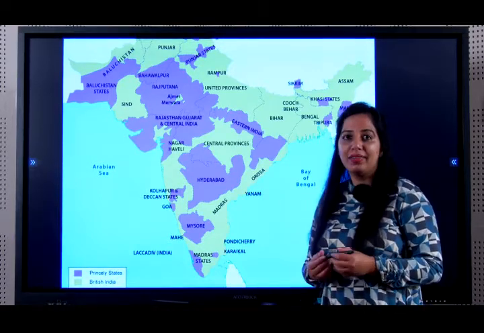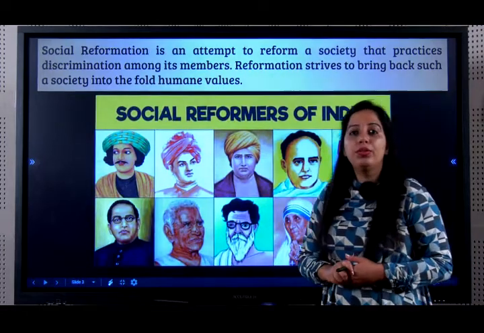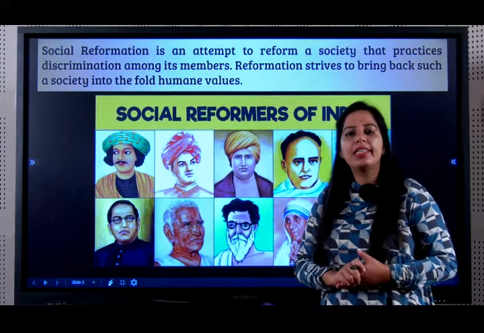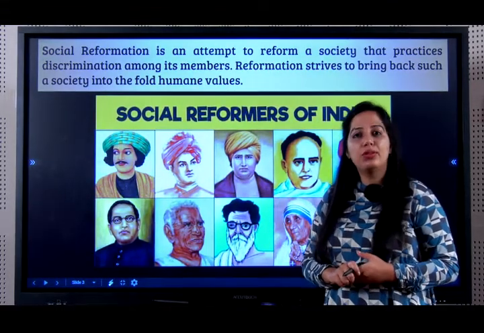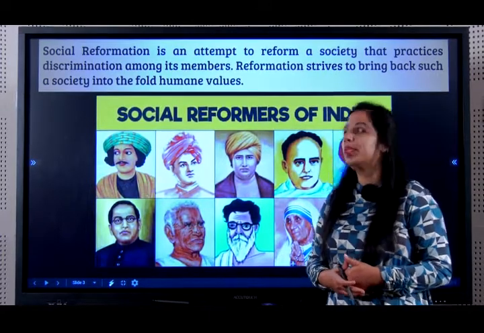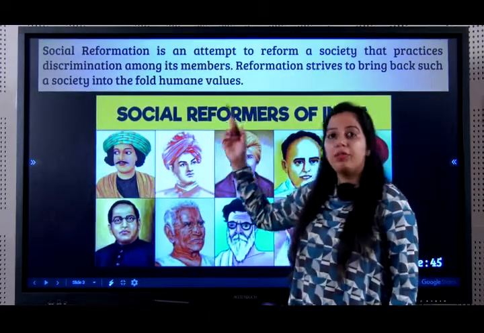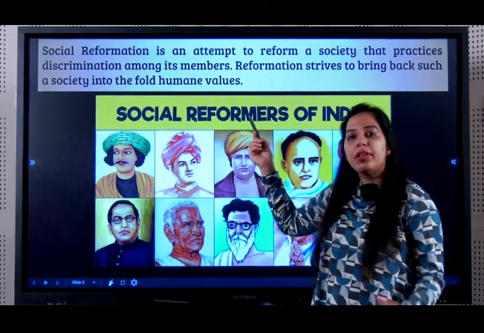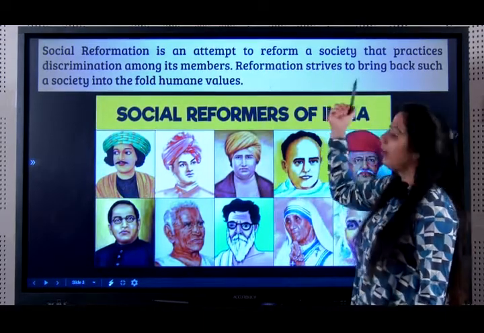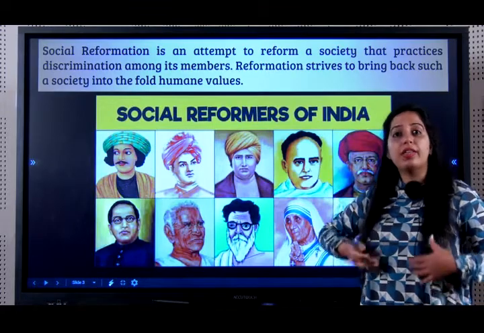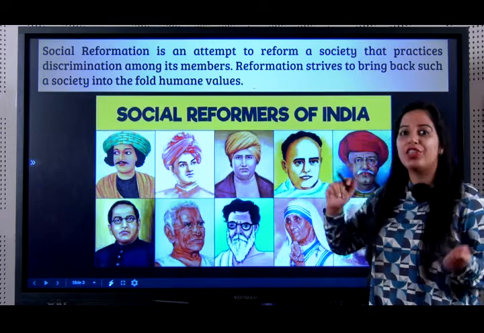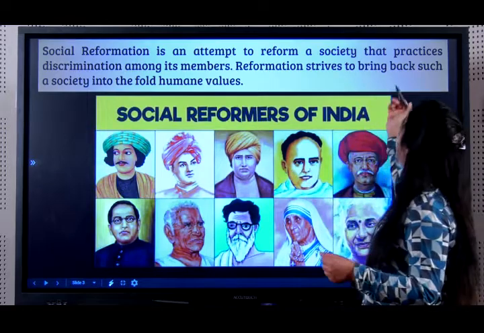Let's begin learning. Before we go into each social reformer or each region, let us understand what led to social reformation. What is this social reform movement? Social reformation is an attempt, means they are trying to reform a society, to bring transformation, positive change in a society.